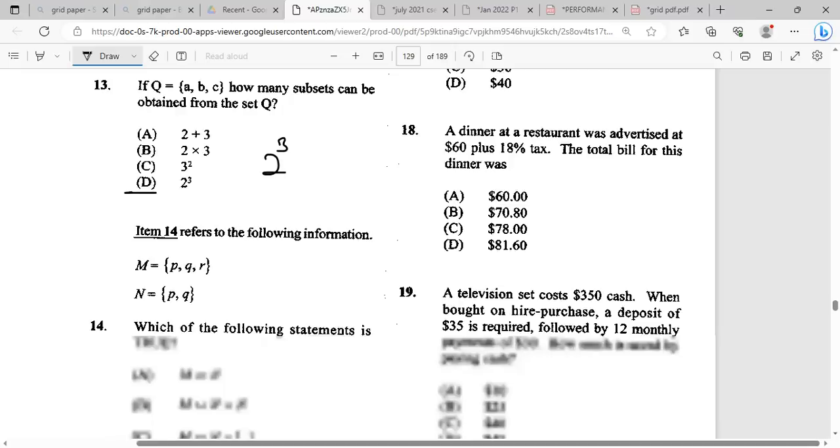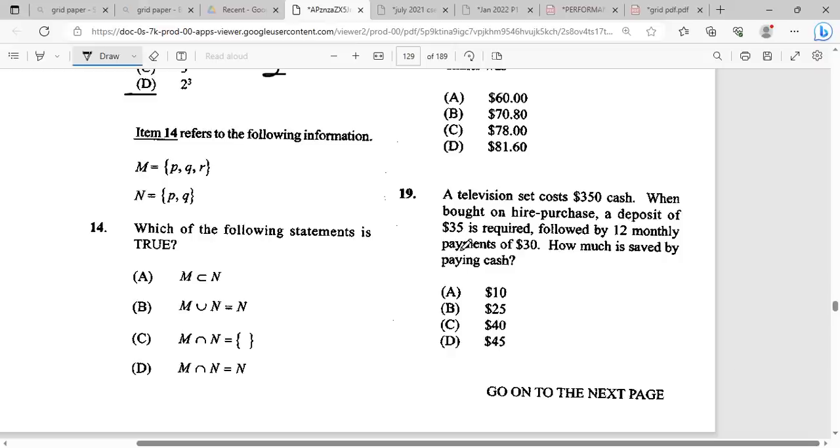Number 14. Item 14 refers to the following information. M is equal to PQR. N is equal to PQ. Which of the following statements is true? M contains N. That is true. The union, no, this is not true. Did I say true a while ago? M intersect N is an empty set, and that would be D. All right, so M intersect N would be N. These two are common to both, all right?